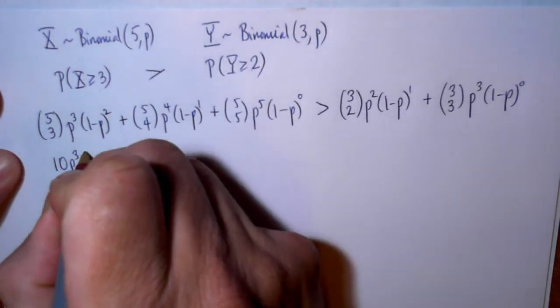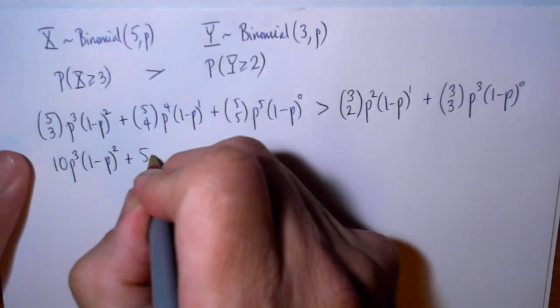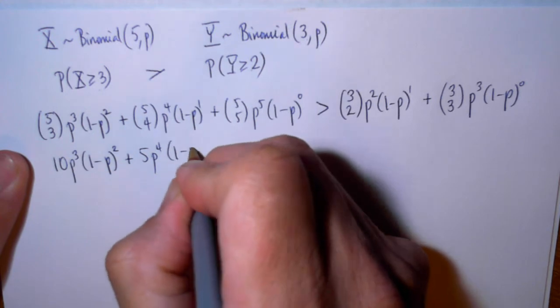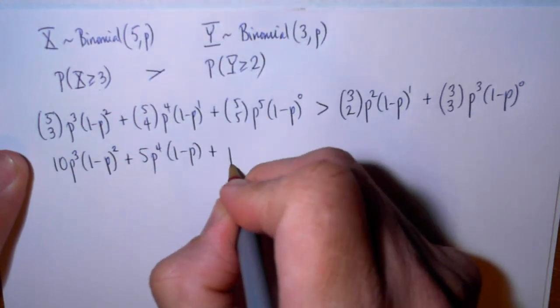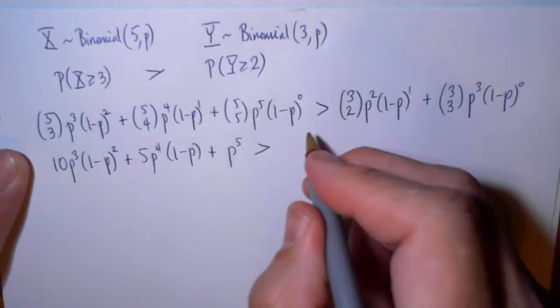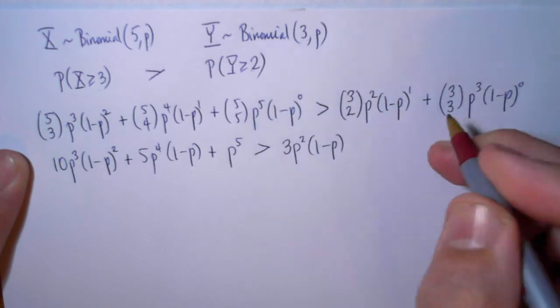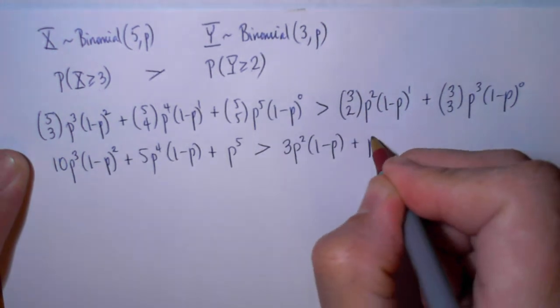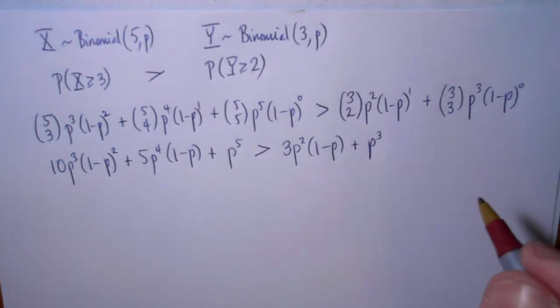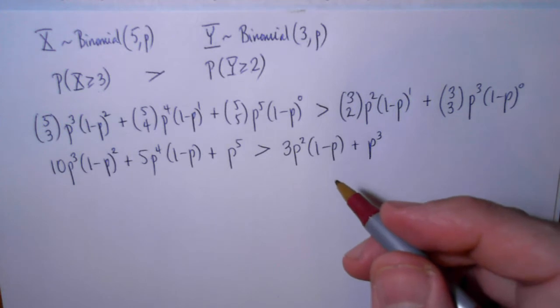All right, well, let's start simplifying and hoping for the best. 10p to the third, 1 minus p squared, plus 5p to the fourth times 1 minus p. And then this last term here is p to the fifth. We want that to be greater than or equal to, 3 choose 2 is 3, p squared times 1 minus p. And then this last part is p to the third.